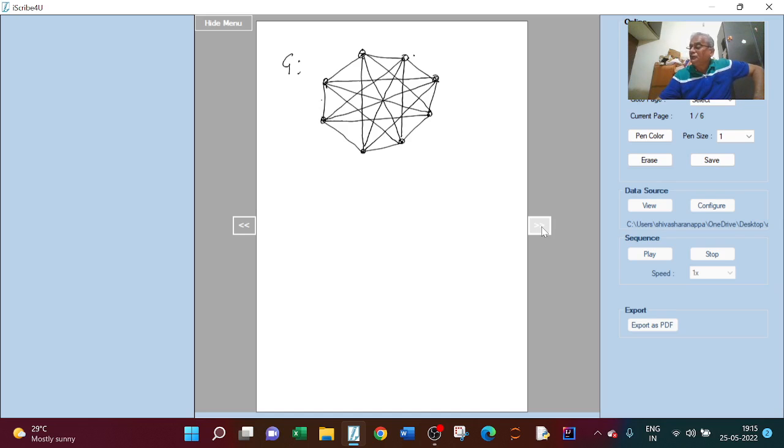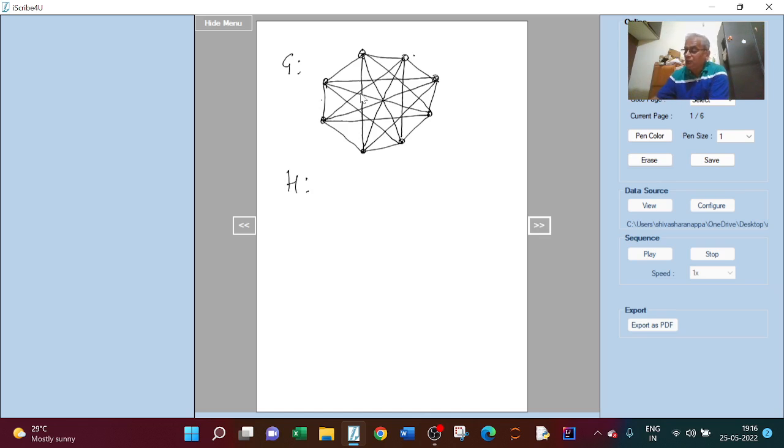Next, coming to this part, we count the degrees. Yeah. This is a graph with 8 vertices, 1, 2, 3, 4, 5, 6, 7, 8. And the degree of each vertex is 5 here. Degree of each vertex is 5. This is a graph G.